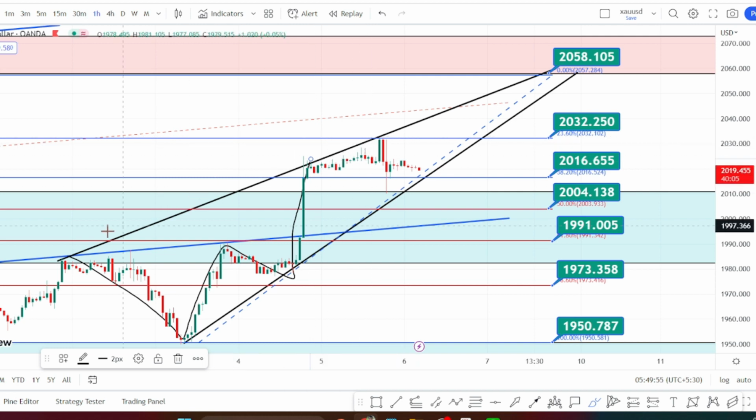For the hourly time frame, I have drawn a resistance line over here where the price action had respected this resistance line in the past, and I have drawn a support line.